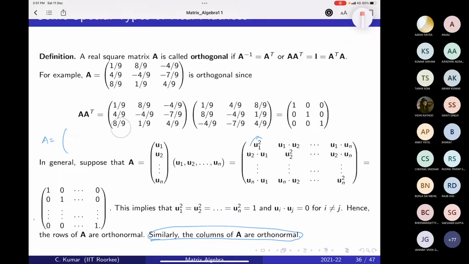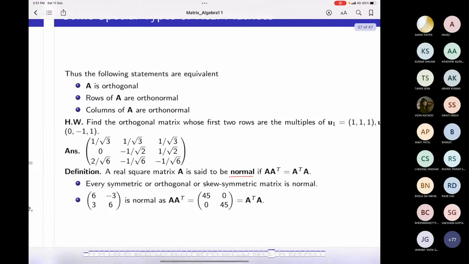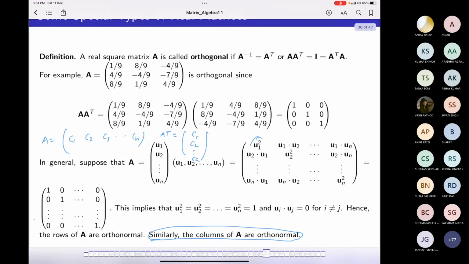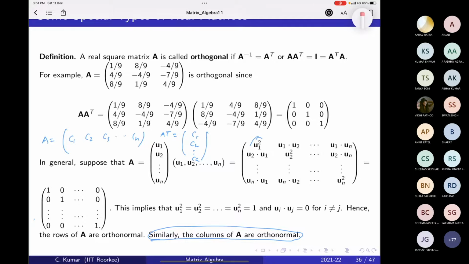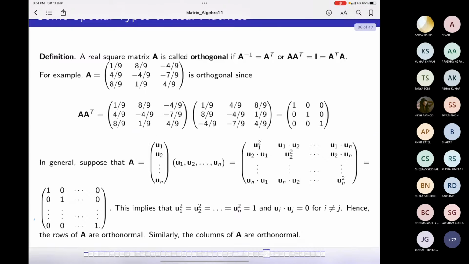Is it fine? Yes, sir. Yeah. So any question here? So no questions, then we move to the next slide.